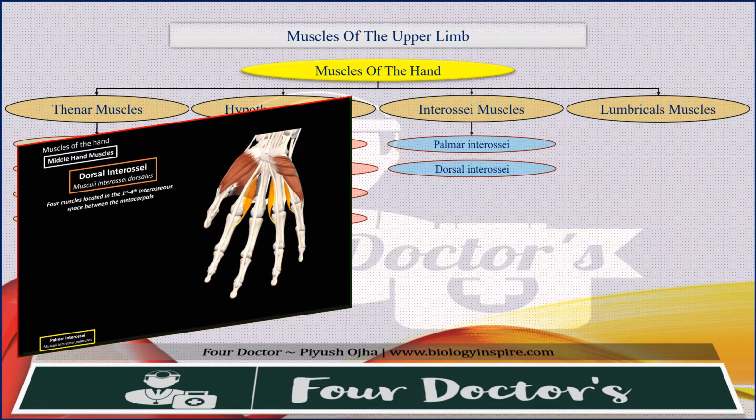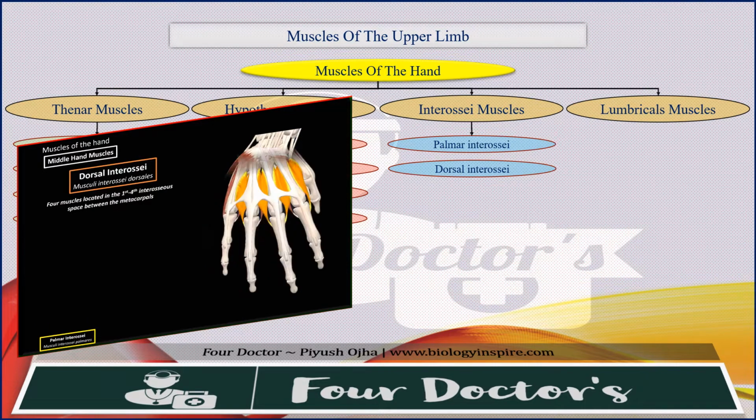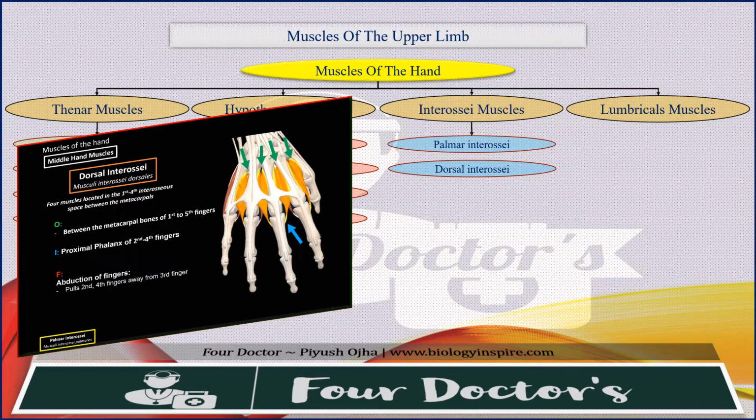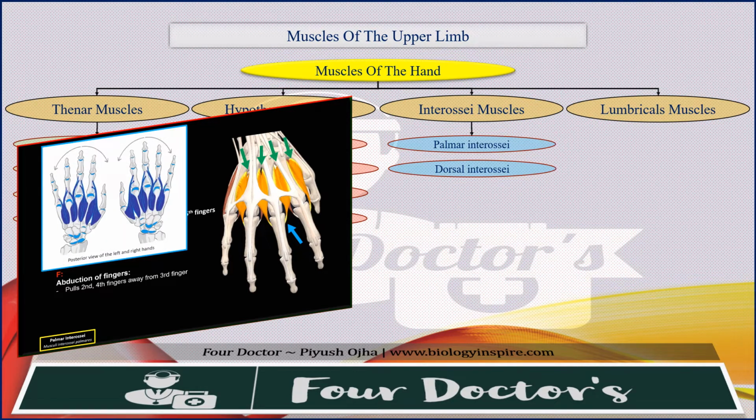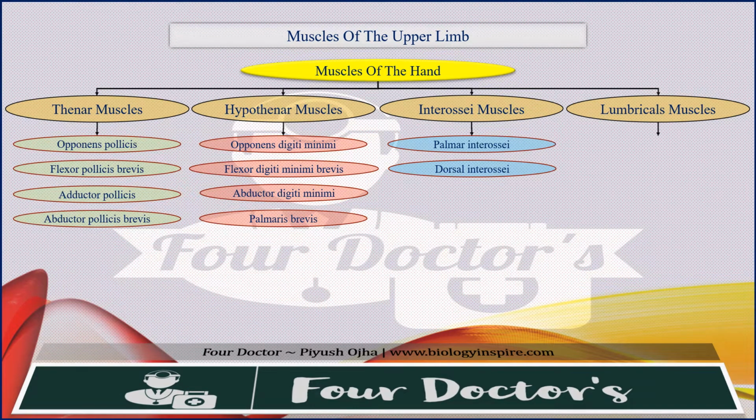There are 4 dorsal interossei muscles located in the 1st to 4th interosseous spaces between the metacarpals, as you see here. They originate between the metacarpal bones of the 1st to 5th fingers, and they insert at the proximal phalanx of the second to fourth fingers. When these muscle fibers contract, they abduct the fingers, as you see here, meaning they pull the second and fourth finger away from the third finger. Awesome.